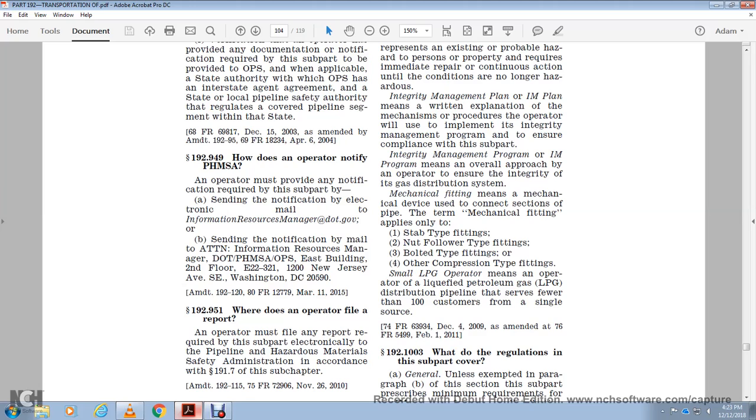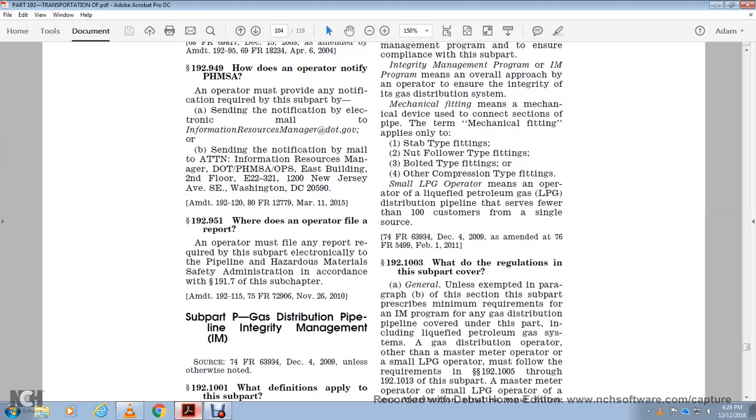192.949. How does the operator notify? The operator must provide the notification required by this subpart by sending the notification by electronic mail, or to the Information Resources Management, PHMSA, Office of Pipeline Safety, East Building, 2nd floor, E22-321, 1200 New Jersey Avenue, Southeast, Washington, D.C. 20590.